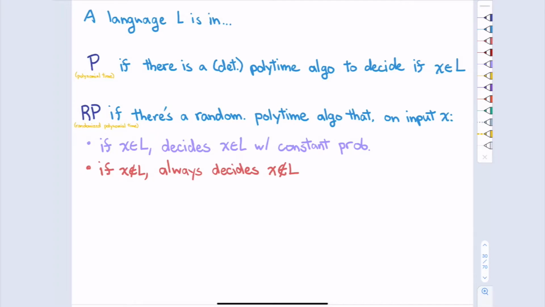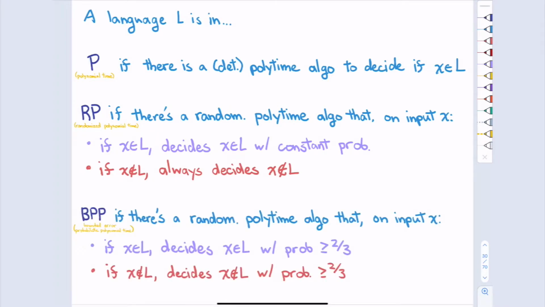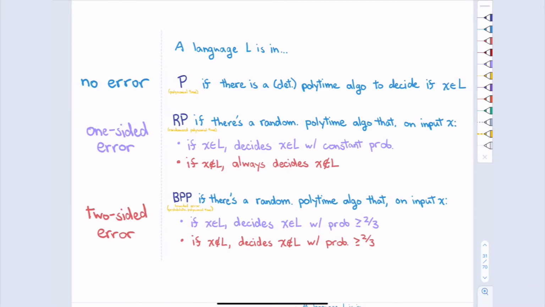So that's RP. The one that allows for both sides of errors is called BPP. If X is in L, it should say X is in L with probability at least 2/3. If X is not in L, then it should say X is not in L with probability at least 2/3. Apparently BPP stands for bounded error probabilistic polynomial time. They came up with the biggest possible name for the simplest possible thing. So how do I think of this? P means no error, no probabilistic error. RP is one-sided error. BPP is two-sided error.